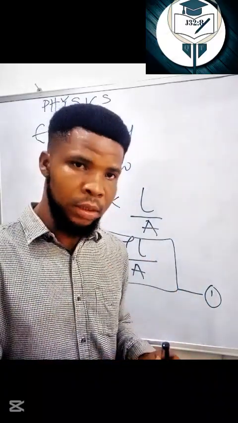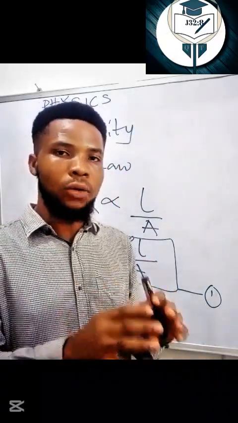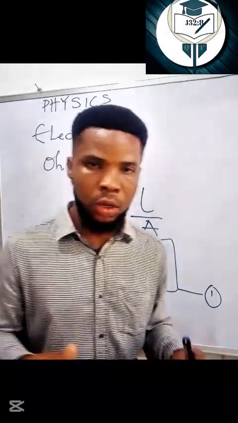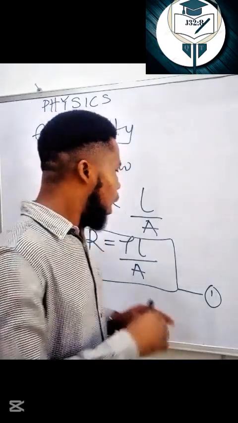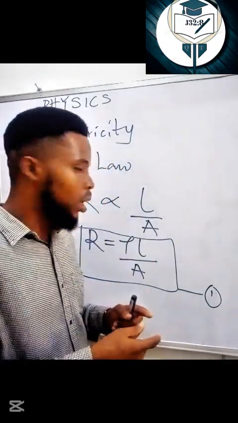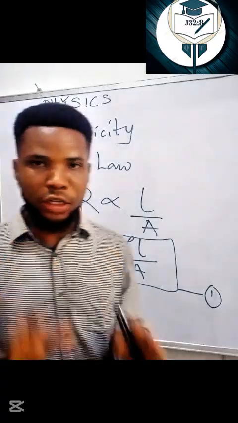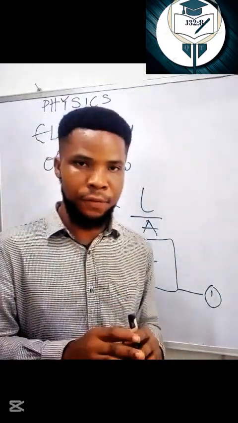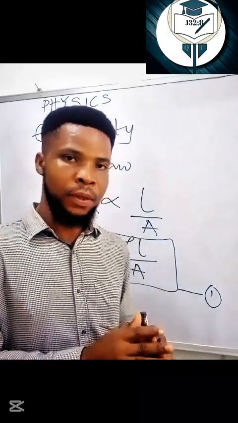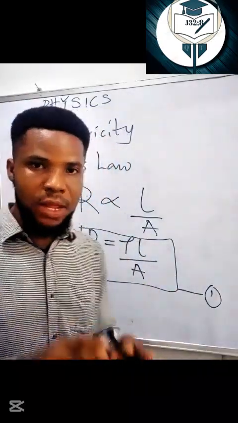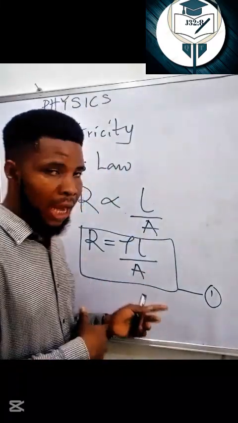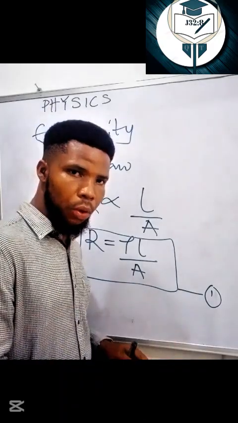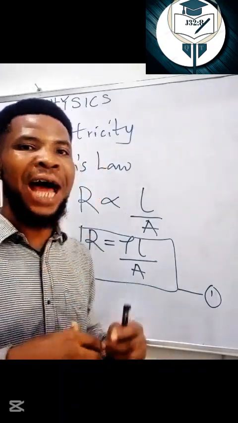Resistivity simply means the amount of resistance that a material will offer to the flow of current. The reciprocal of resistivity is conductivity. So when a material is highly resistive, the conductivity is very, very low, and vice versa. So for metallic conductors, their resistivities are very, very low, and their conductivities are very, very high.